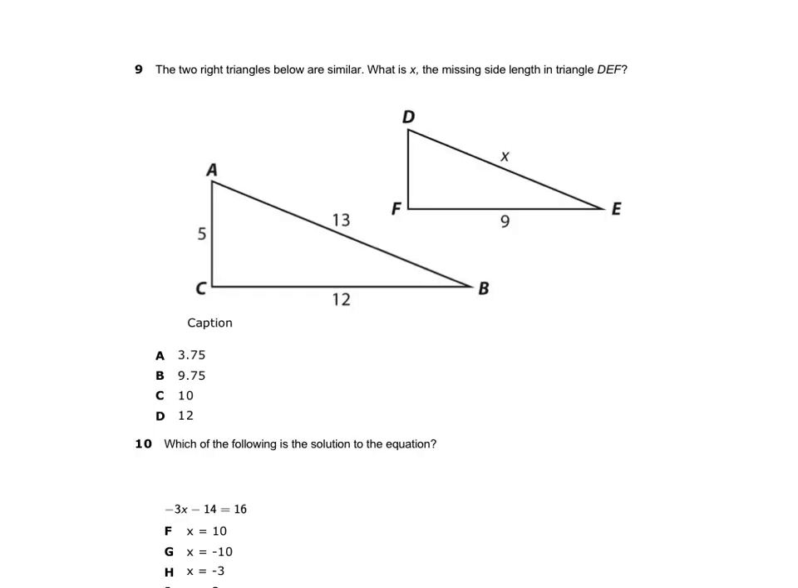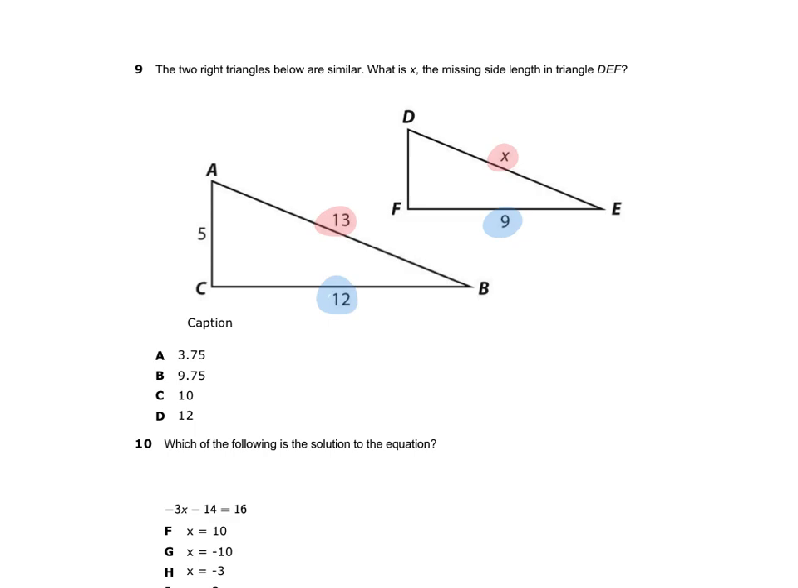All right, for question 9, the 2 right triangles below are similar. What is X, the missing side length? So I'm going to identify my X with a red circle, and I'm going to identify its buddy as 13. Now, there's only one other number on this triangle, and its buddy, its corresponding side, is 12.